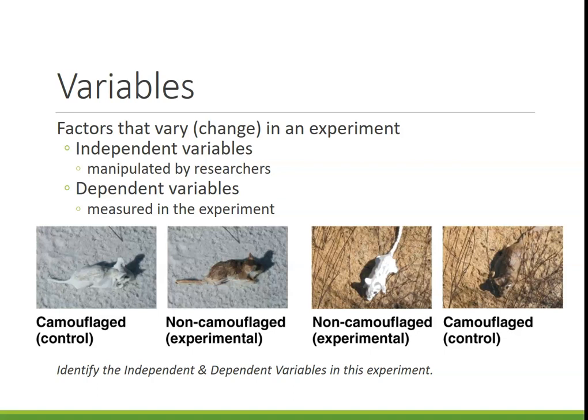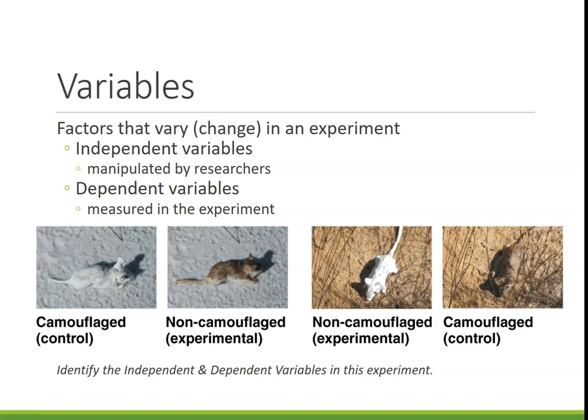Now, speaking of that term variables, we talked about holding things constant, holding variables constant. Variables is just a term that we use to talk about factors that can change within our experiments. And we focus on independent and dependent variables. We'll talk more about these in the upcoming weeks. But very briefly, independent variables are the variables that the researchers manipulate. So independent are controlled by me. I control the independent variables.